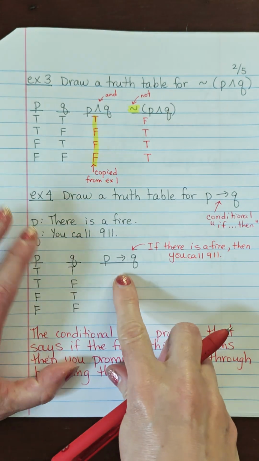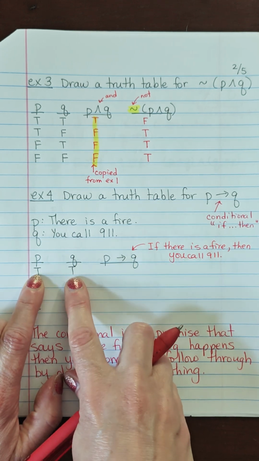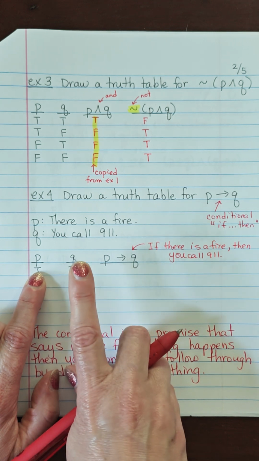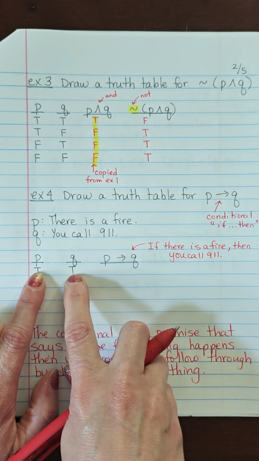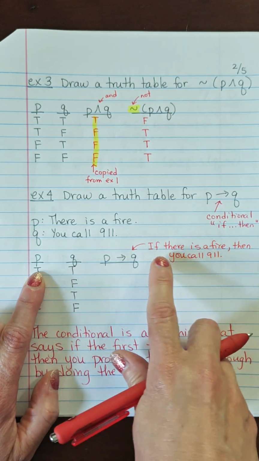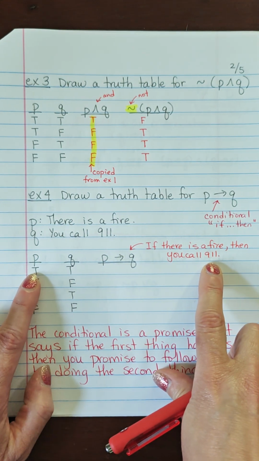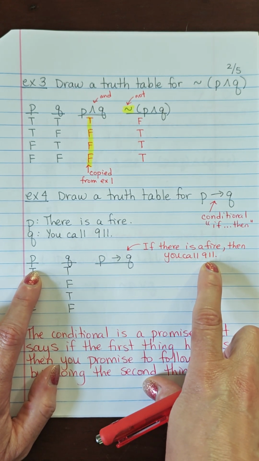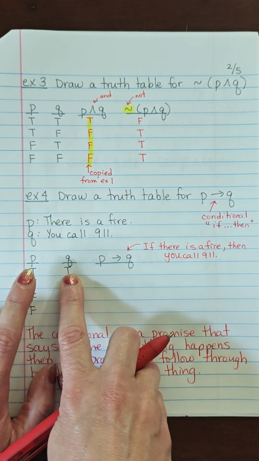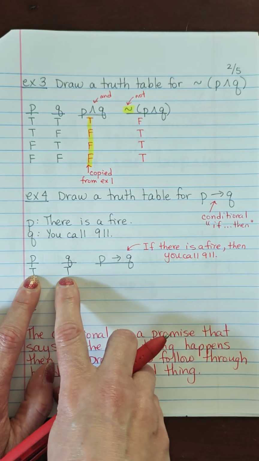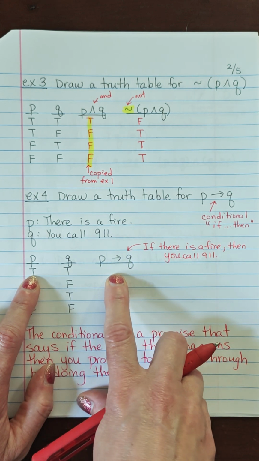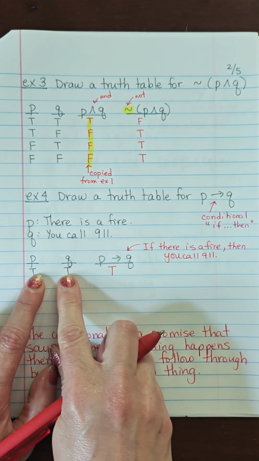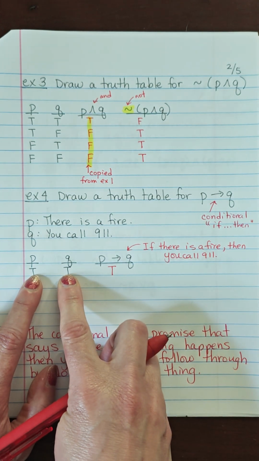Okay. All right, first line is a true. This means it was true that there was a fire and true that you called 911. Now, what I want you to do is look at this if-then statement like a promise. You promise that if there's a fire, you will call 911. This says there was a fire and you called 911. So the question becomes, did you keep your promise? Well, yes, you did. There was a fire. You followed through with what you said you were going to do.